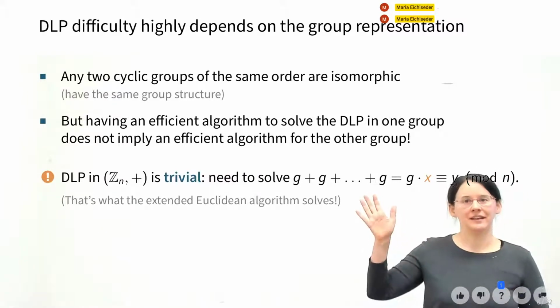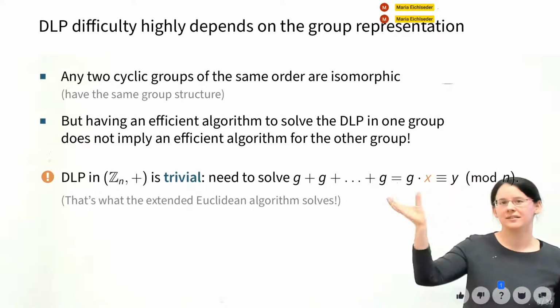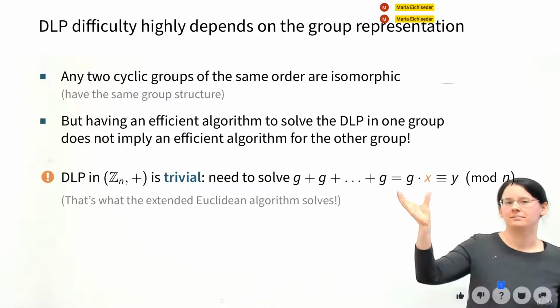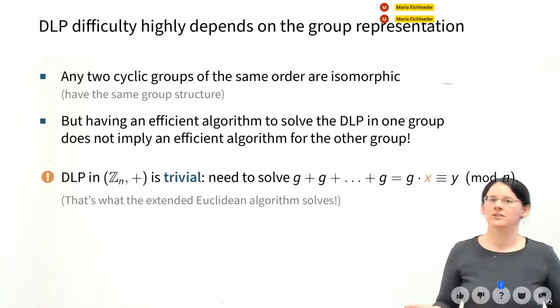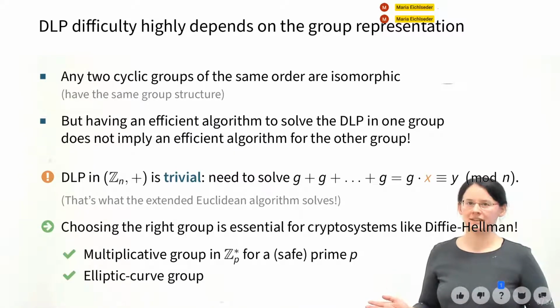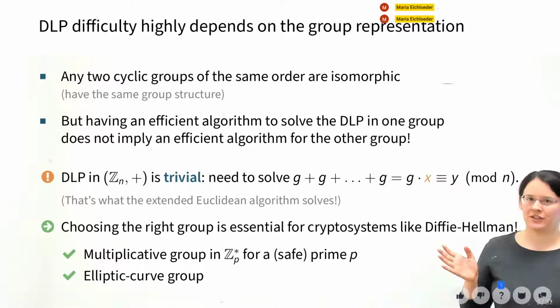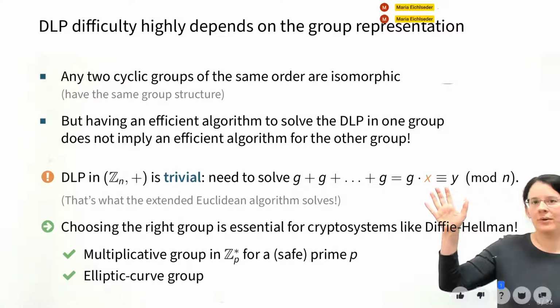So even though the other groups are isomorphic to this group here, we don't know how to generalize this very easy algorithm to other operations, to other representations of the same group. So what we need is some clever groups where we do not know such a simple algorithm. And this is essential whenever we want to use this problem in a cryptographic context, whether it's the Diffie-Hellman key exchange scheme or the DSA digital signature algorithm or its elliptic curve variants and so on. In all cases, we need a good group here.